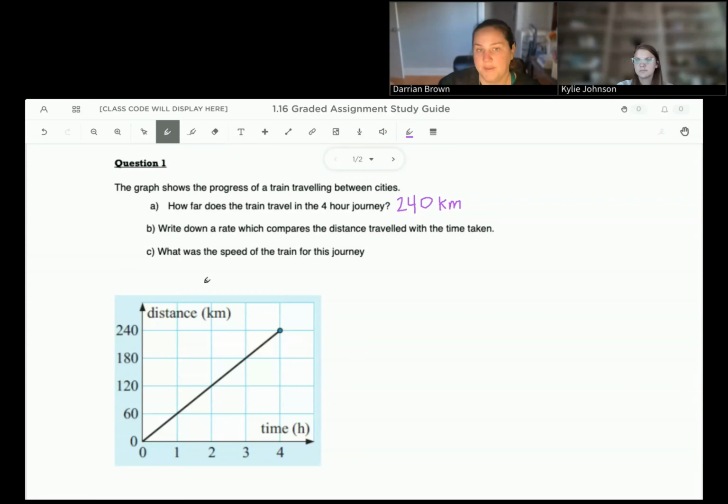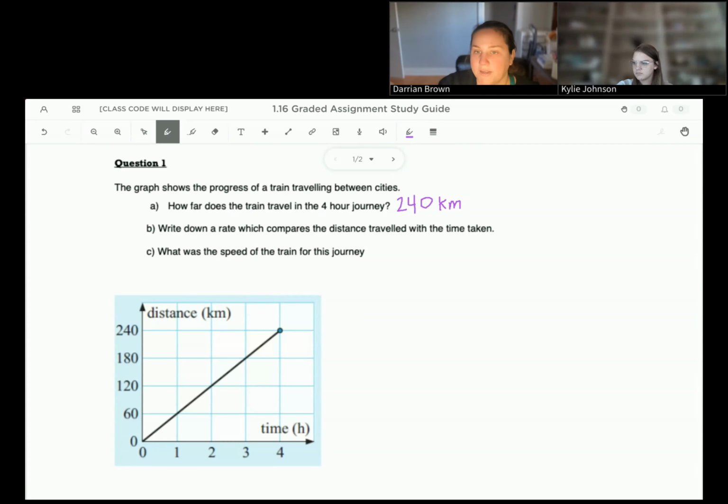All right, let's look at part B. It says, write down a rate which compares the distance traveled with the time taken. So what was the total distance that they traveled here? Where does their line end? What do y'all think? Where does their line end? What distance? No, hours are not a distance. The hours on the bottom is time. The distance is up the side.